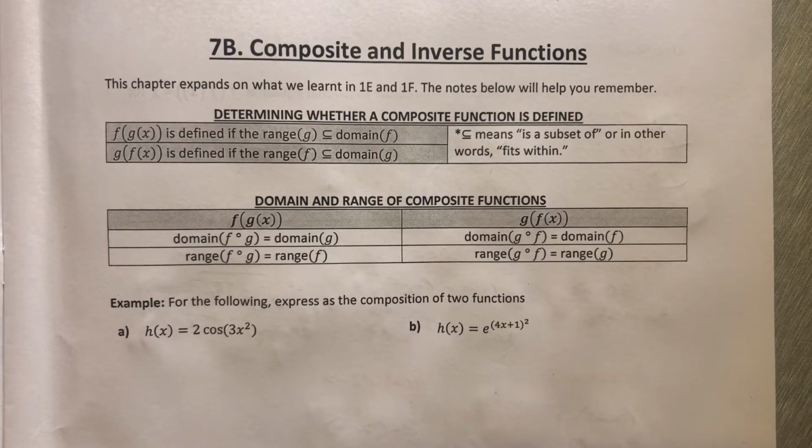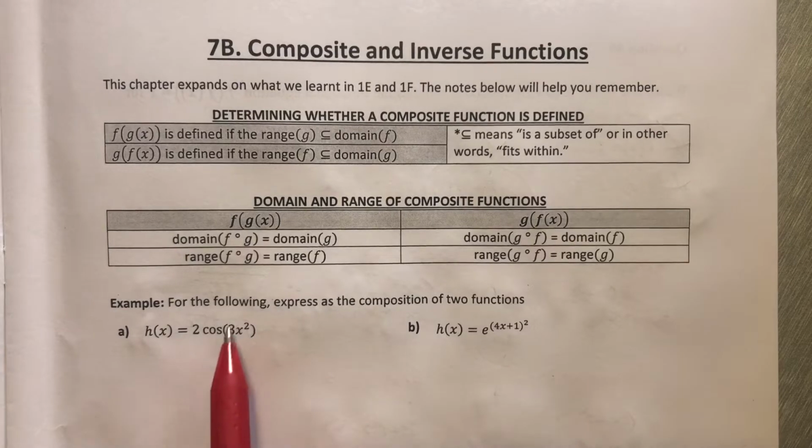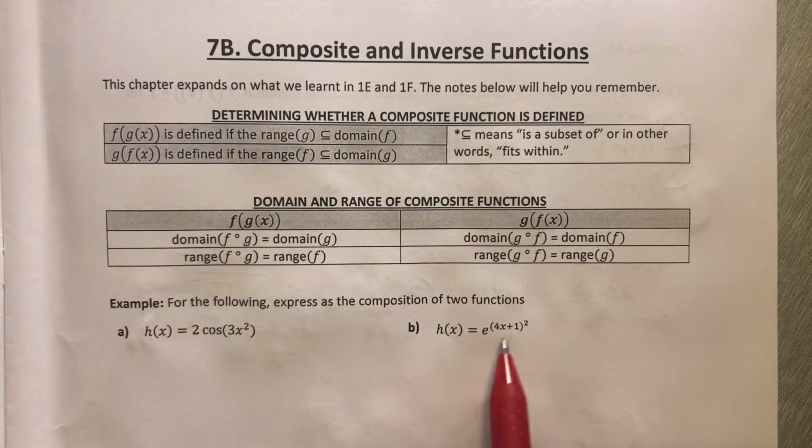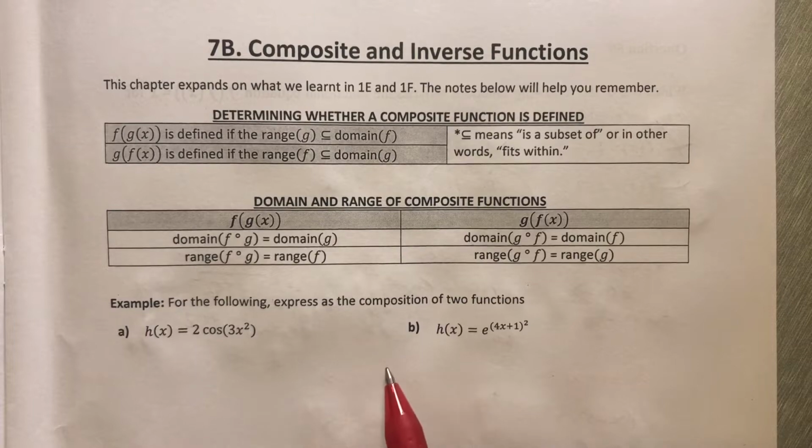Okay, so this is 7b, which is composite and inverse functions. We've actually done composite functions and inverse functions already, but when we did it, we hadn't really done anything with circular functions. We maybe looked a little bit at this kind of thing as well, except we need to be able to apply composite functions to these types as well. So we are going to practice a little bit more here.